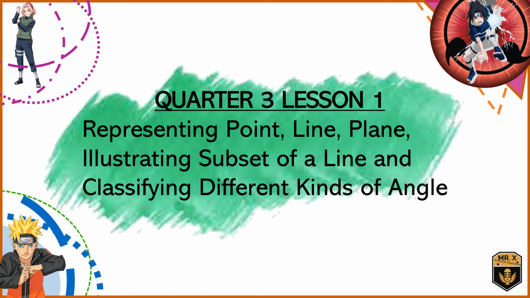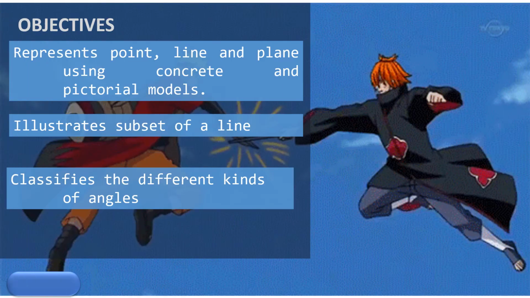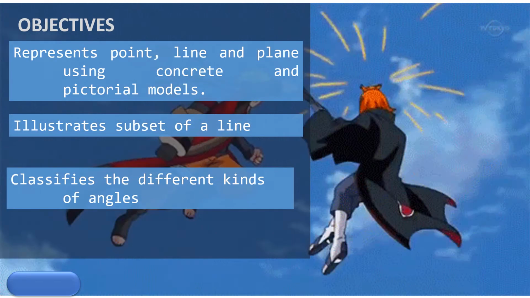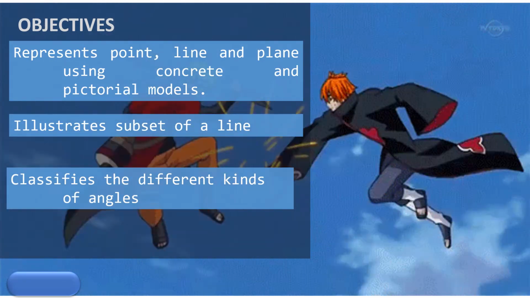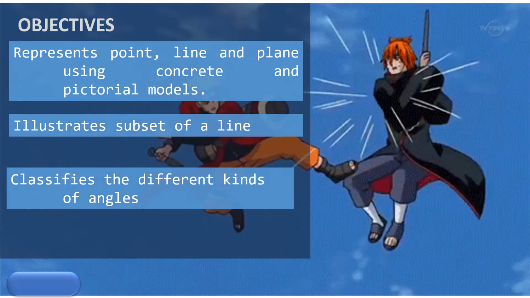Good day, everyone. Today we will start lesson 1 of quarter 3, and it is about representing point, line, plane, illustrating subset of a line, and classifying different kinds of angle. The objectives of these lessons are to represent point, line, and plane using concrete and pictorial models, illustrate subset of a line, and classify the different kinds of angles.